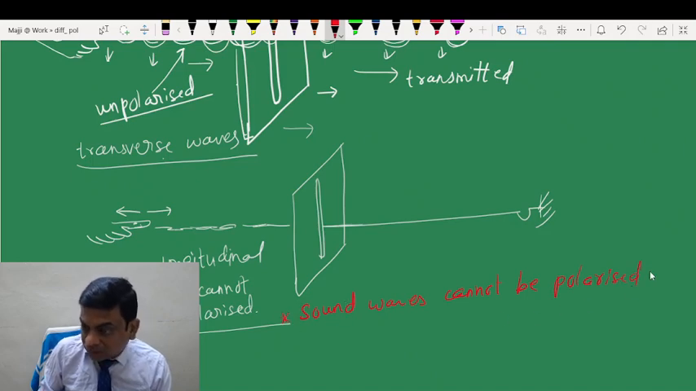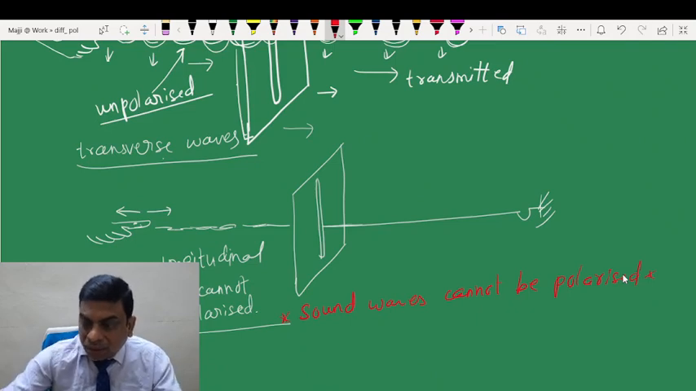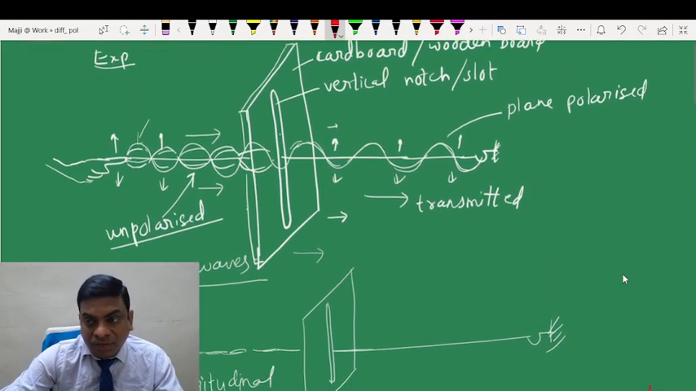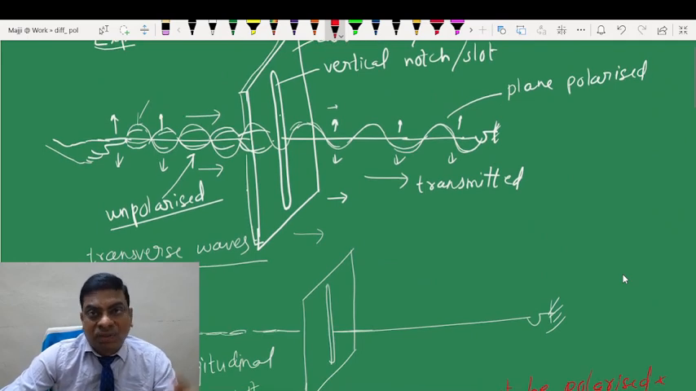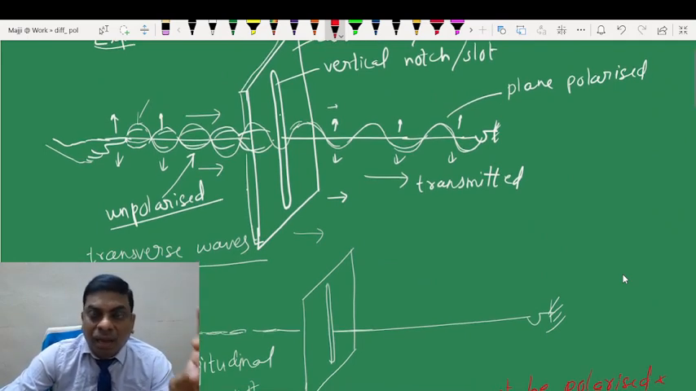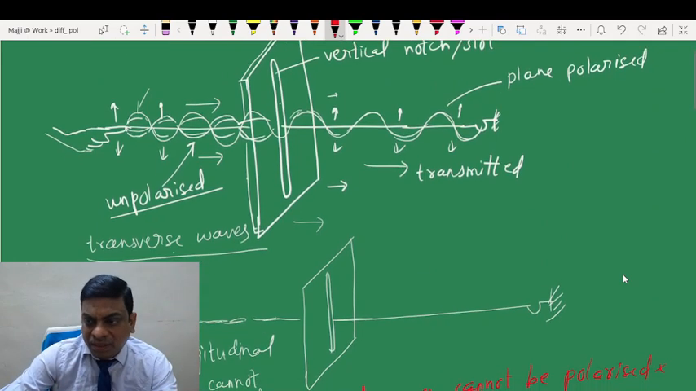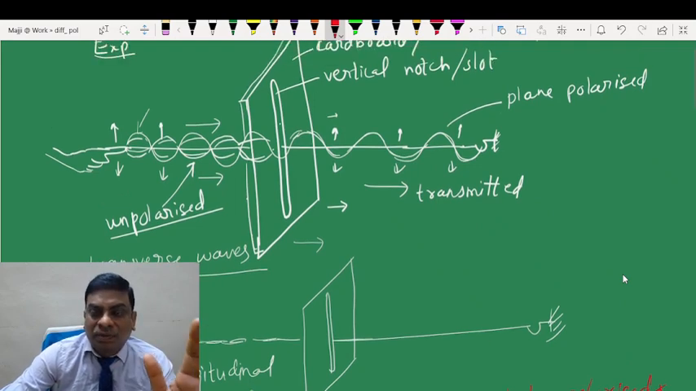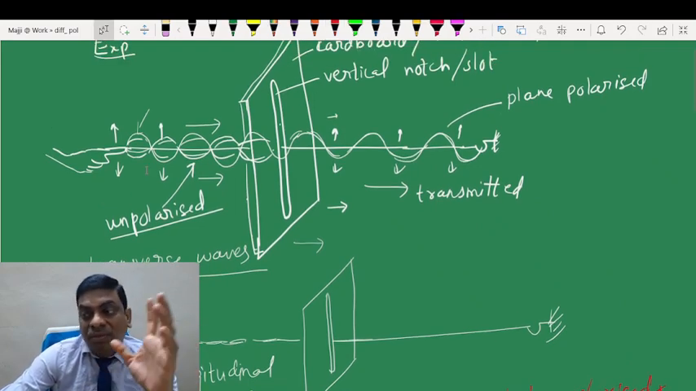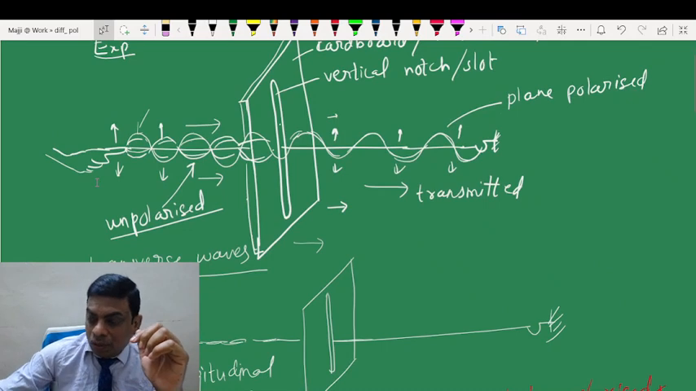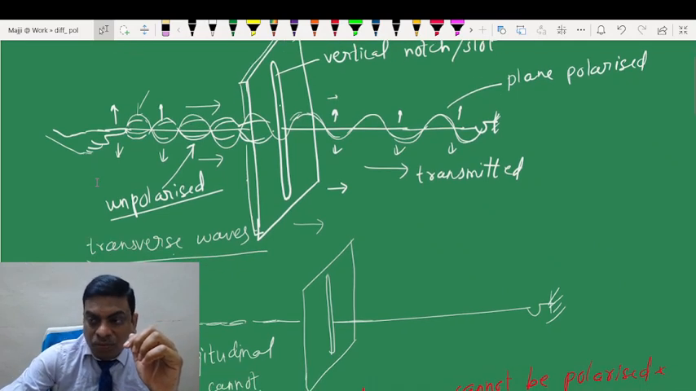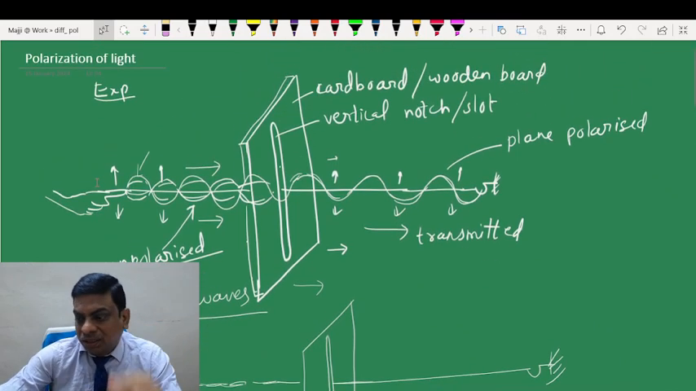So this you have to understand properly. Whereas light waves being electromagnetic waves, all electromagnetic waves are transverse waves. It could be X-rays, gamma rays, ultraviolet, infrared, whatever it is. All the electromagnetic waves being transverse waves, they can be subject to polarization. All can be subjected to polarization. Now I hope you know what polarization is.